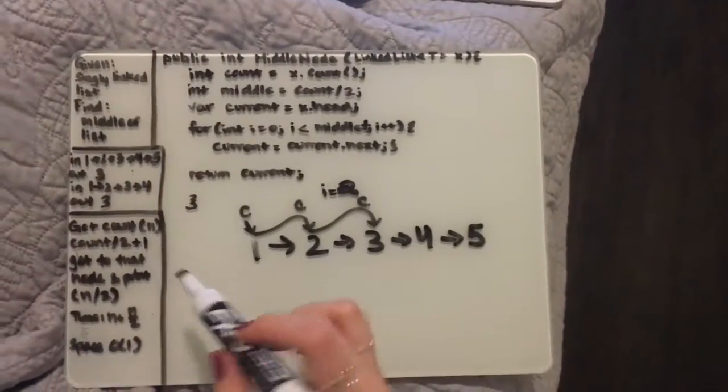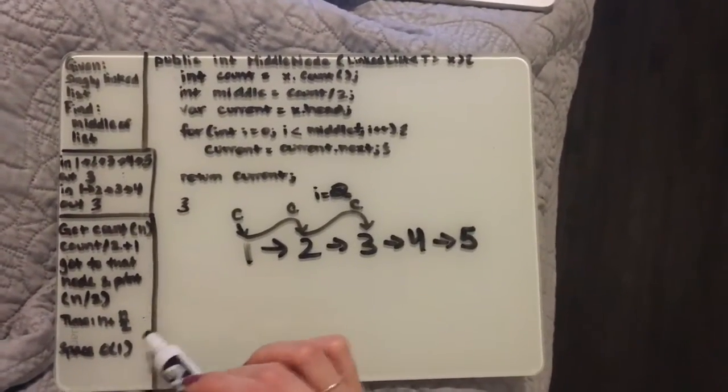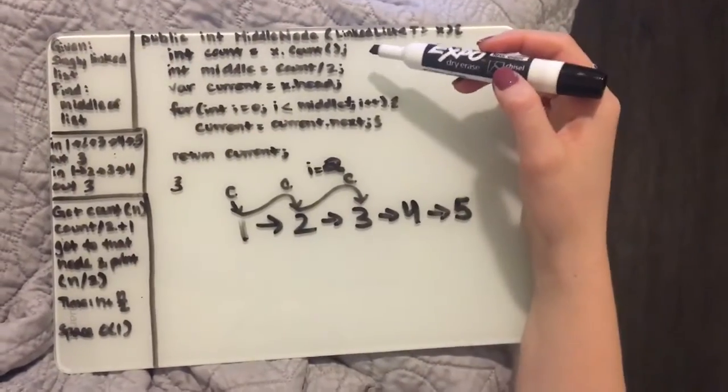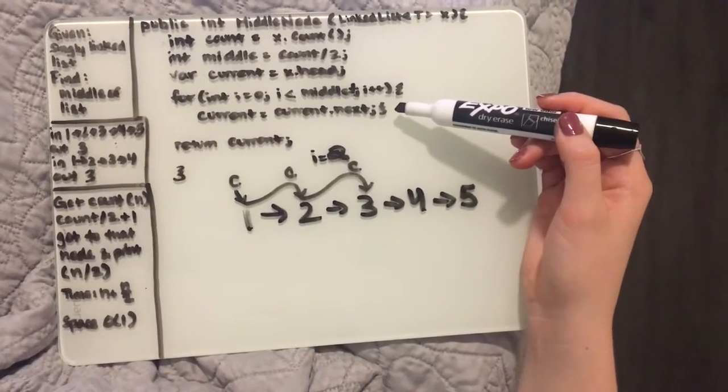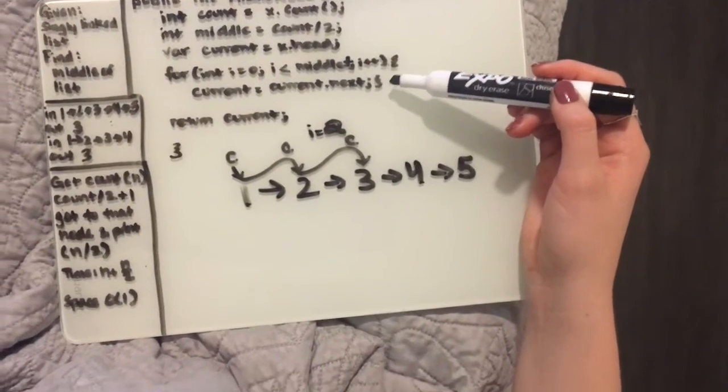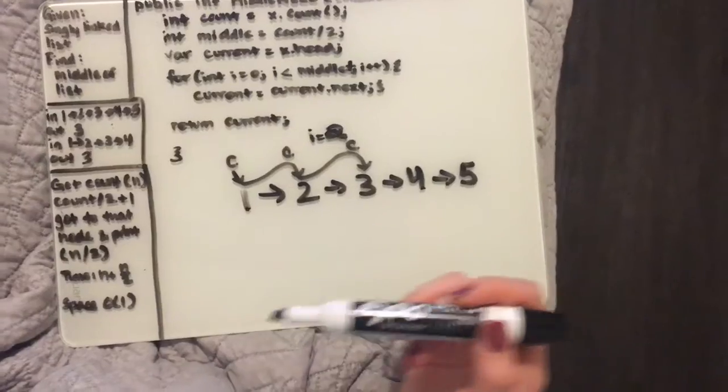Our time complexity would be n plus n over 2, because to get the count, that's time n, and to get to the middle current node, that's n over 2, and our space is constant.